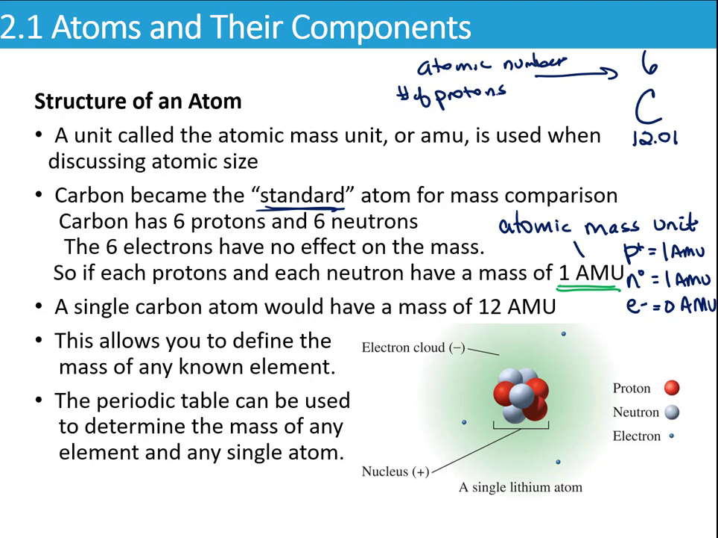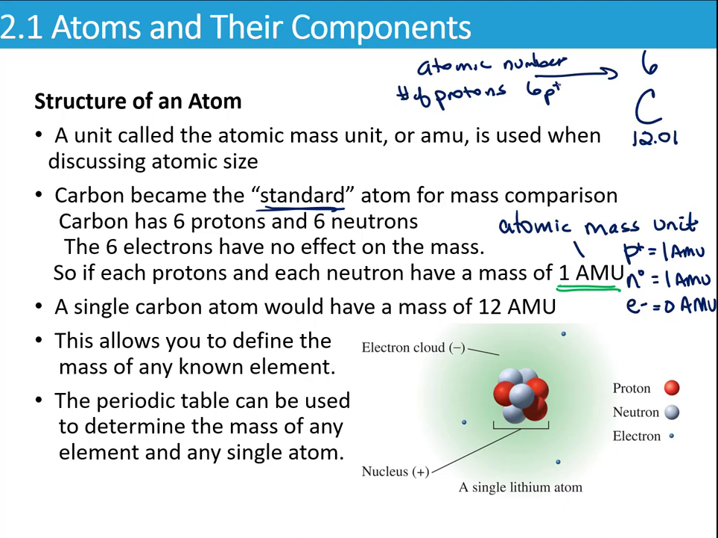So carbon has 6 protons. The atomic number is 6. It has 6 protons. But what did I tell you about a neutral atom? The number of protons is equal to the number of electrons, right? Remember, the plus and minus are equal. In a neutral atom, the number of positive protons and number of negative electrons is the same.